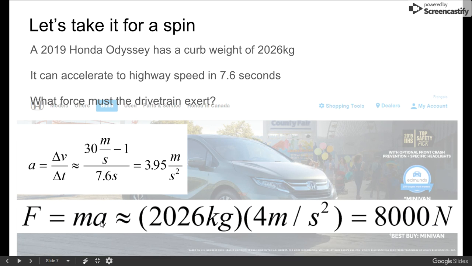Force is m times a, and approximately, because I'm rounding, there's my acceleration rounded, my mass, and I get 8,000 newtons. If you wrote 8,000 kilograms meters per second squared, it's also the correct answer. So about 8,000 newtons of force are behind a vehicle to get it to highway speed in 7 seconds. So it's a lot. There's no way you can produce 8,000 newtons of force, because that's what a vehicle needed to get to highway speed in 7.6 seconds. That's a lot of force.